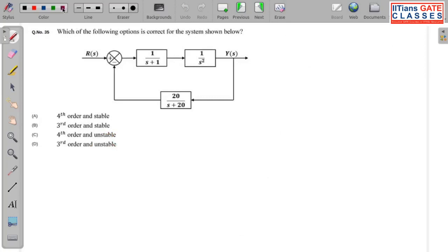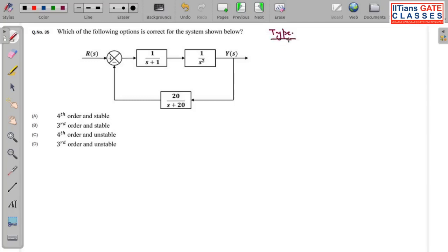So this was also a very simple question, asked for 2 marks. Which of the following options is correct for the system shown below? Fourth order and stable. So they are asking you about the order of the system and stability. I will add one more thing here, that is the type. For this question we will also calculate the type.